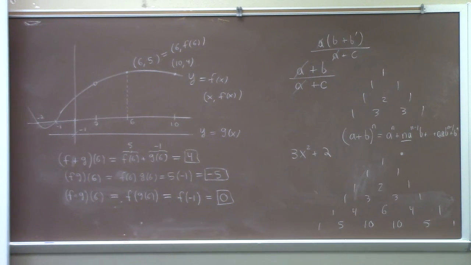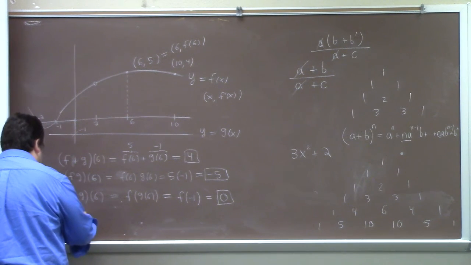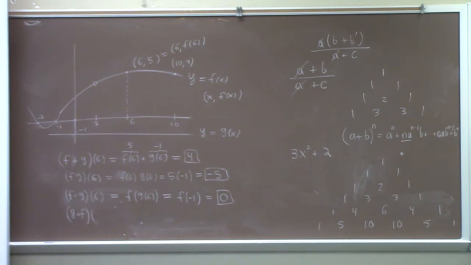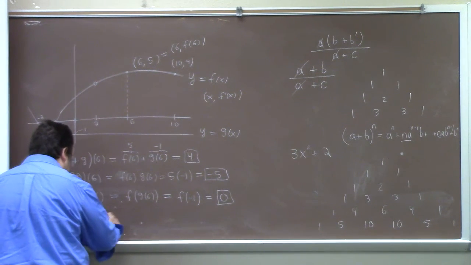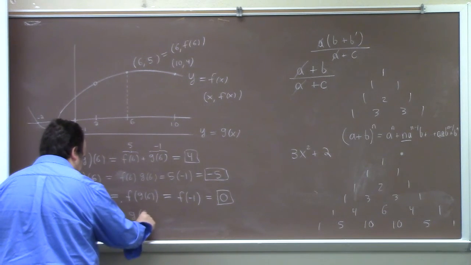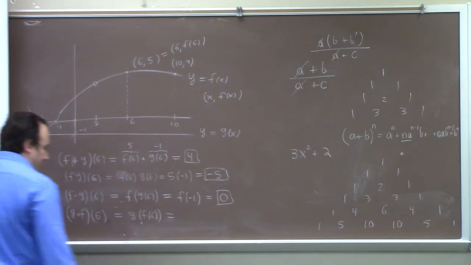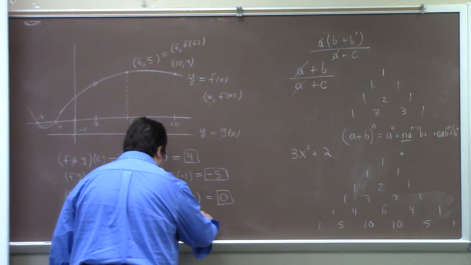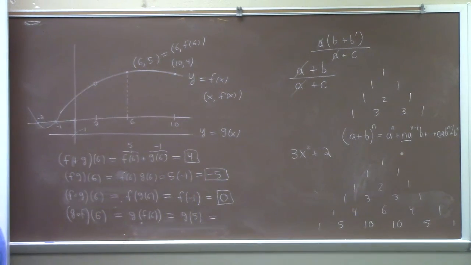Could I calculate g composed with f of something? Can you give me a value which we can actually do? How about 6, right? That would be g of f of 6. What's f of 6? I heard a 5, yeah. What's g of 5? -1, right?